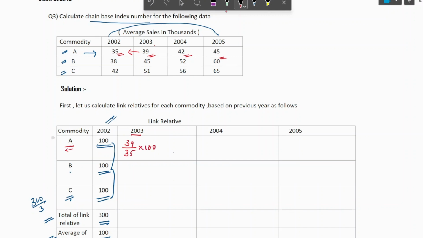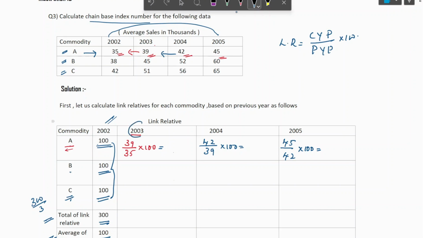This is for A. Now 2004: the current year is 2004 and the base year 2003, that is 39. So we write 42 divided by 39 into 100. What is the last one? 2005, that is 45 divided by 42 into 100. Therefore, always be careful. First do it in this row, for one commodity, commodity A, then you will get an idea. What is the link relative formula? The formula is the same: current year price divided by previous year price into 100.